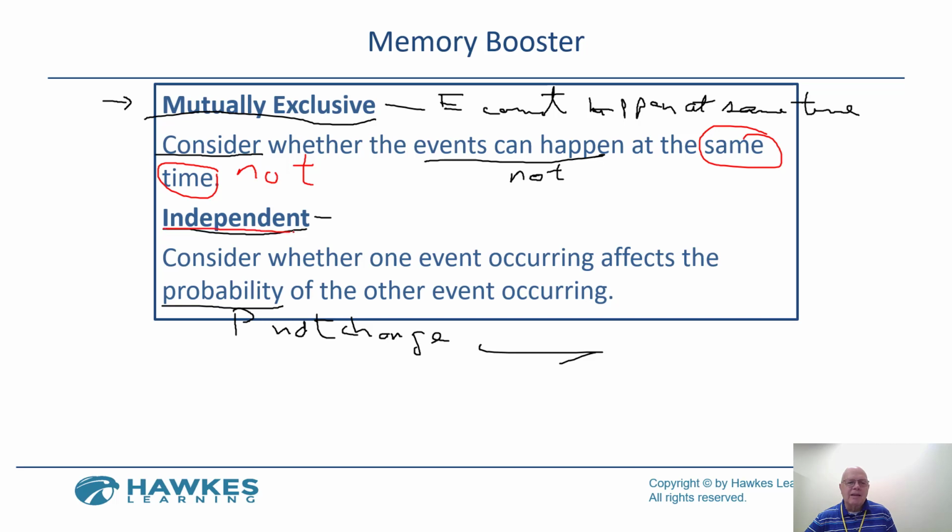Independent means something different. Up here, this means can they happen at the same time? Independent is talking about something else. It's talking about whether the probabilities change when you go from one event to the next. If going from one event to the next does not change the probability, they're independent.